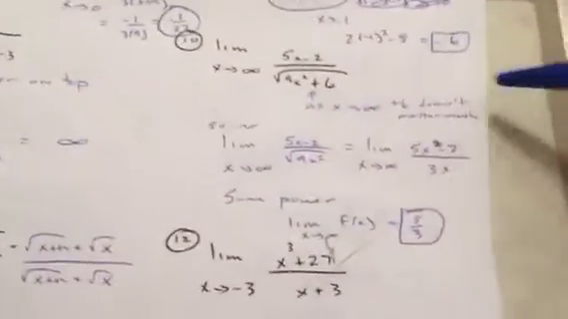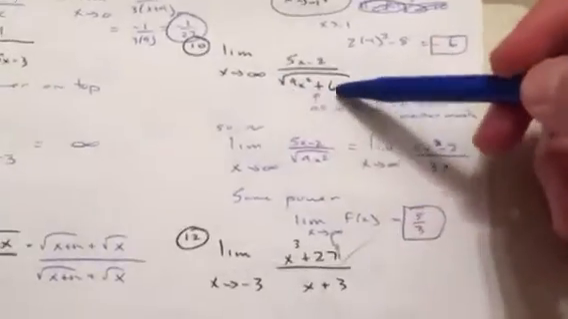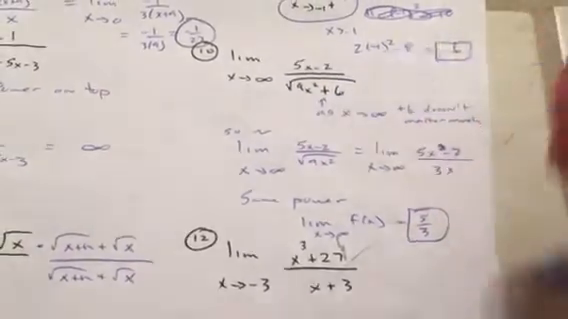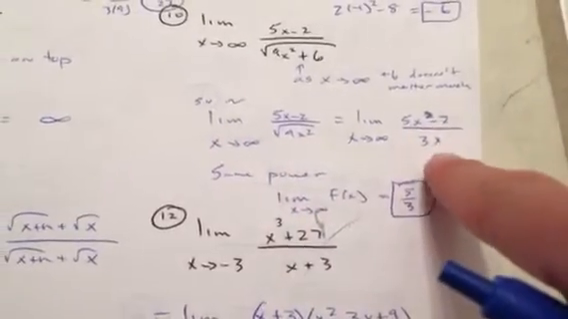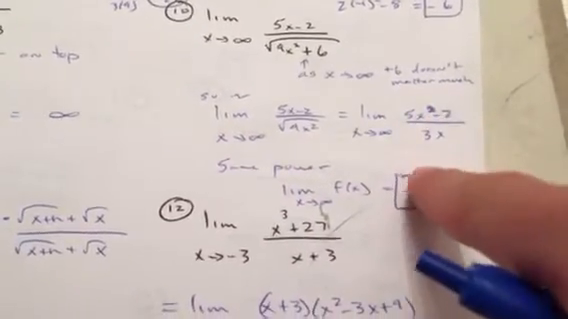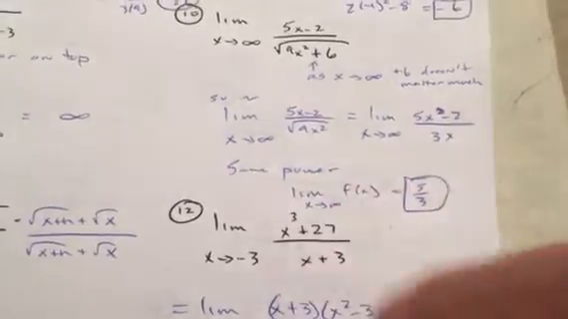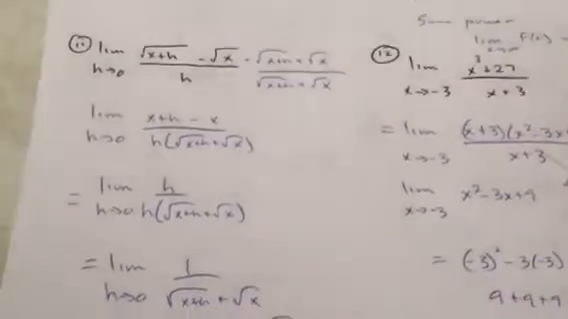It's unbounded. Guys, as x goes to infinity, that 6 is going to be so small, so it's basically just going to be 9x squared in the square root, which is 3x, same power, so 5 over 3 would be your limit as x goes to infinity.